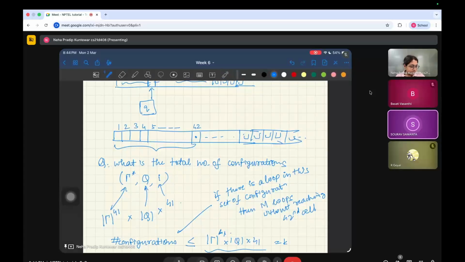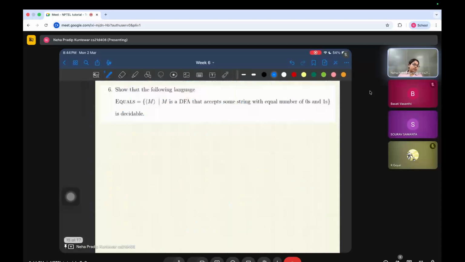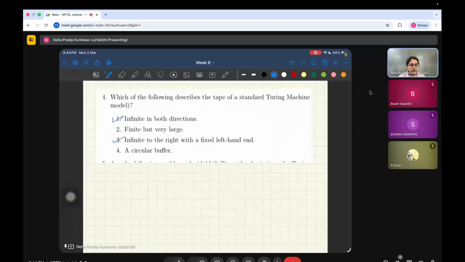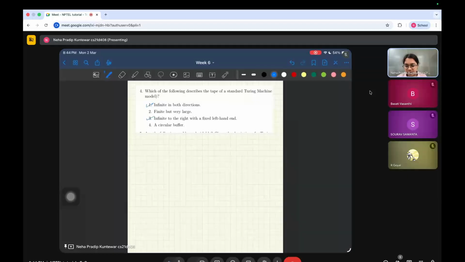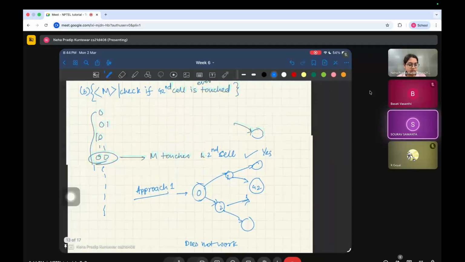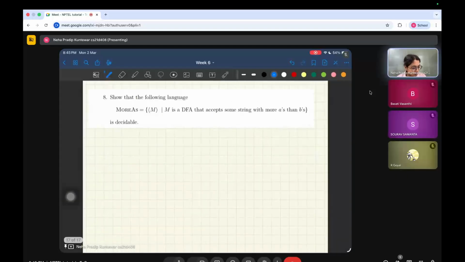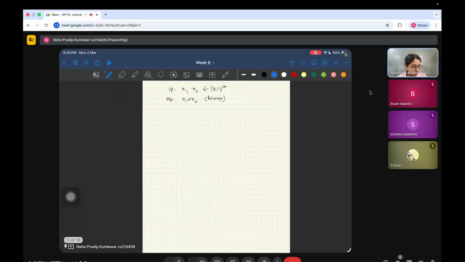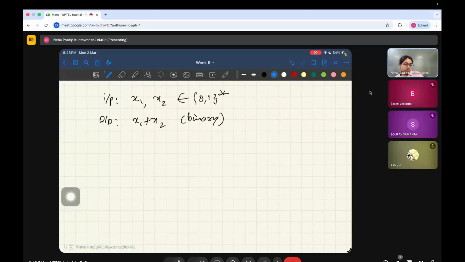Construct a Turing machine to perform binary addition. Okay, these are not the questions from the assignment, right? I haven't checked the assignment. No, this I collected from another person. Okay, sure.